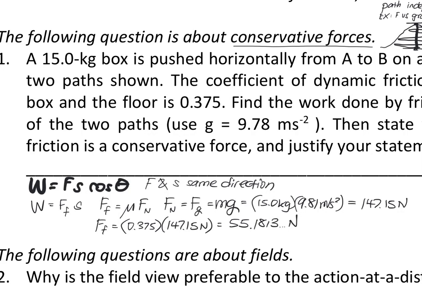And so we know that the force of friction is the coefficient times the normal force. Normal force on a flat surface is equal to the weight of the object. Weight is mg. And so we wind up with the friction force for any of the paths chosen.